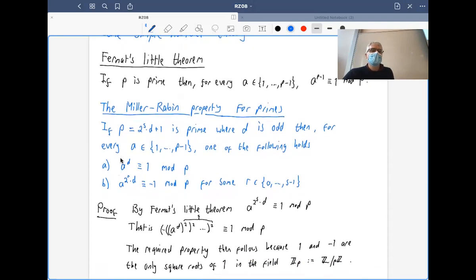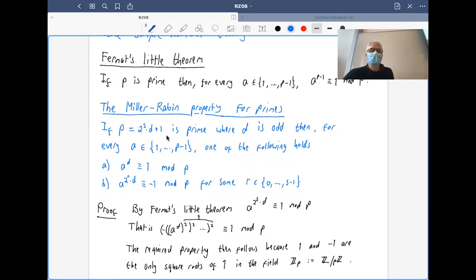So if we get a large number and it's even, we know it's not prime, so it's enough to restrict to odd numbers. So we'll just look at odd primes. Any odd number you can write uniquely in this form: 2 to the power of s times d plus 1, where d is odd.